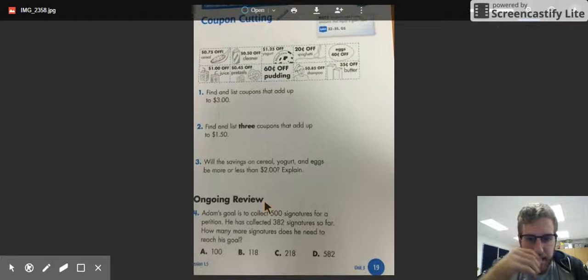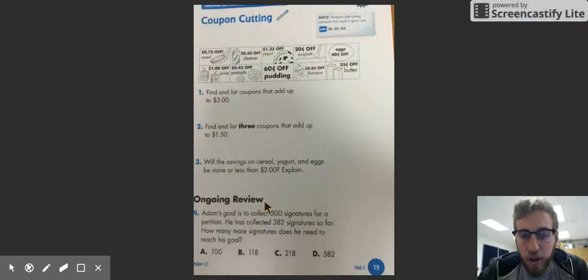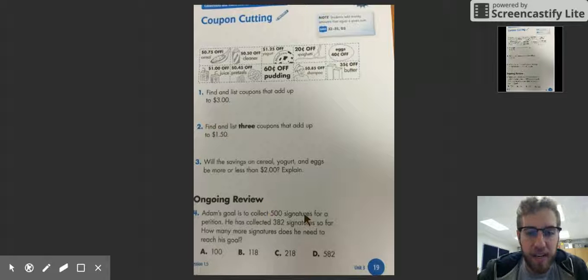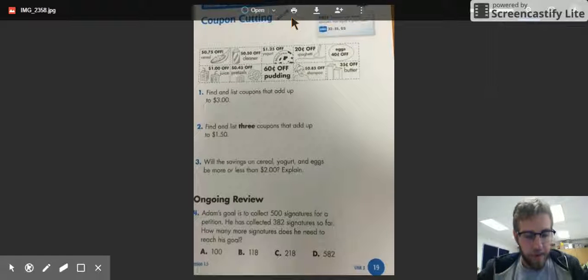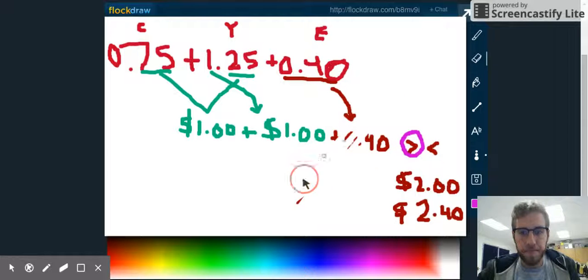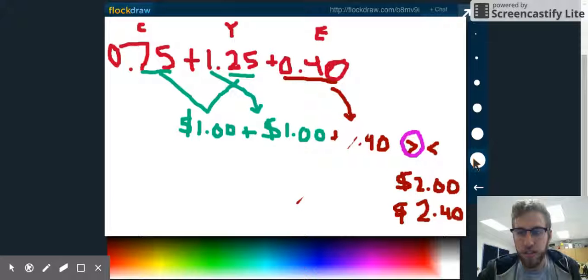This next one says ongoing review in black because it's a review problem of one that we've worked on before. And for that problem, it says Adam's goal is to collect 500 signatures for a petition. He has collected 382 signatures so far. How many more signatures does he need to reach his goal? Going back to our work pad, we'll get this problem set up. Let me get a bigger eraser so this goes a bit quicker.